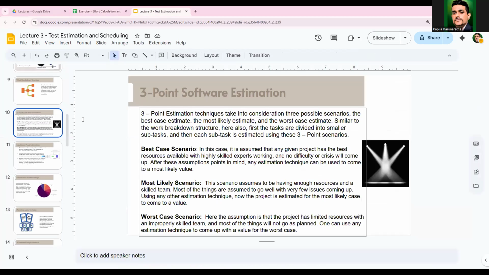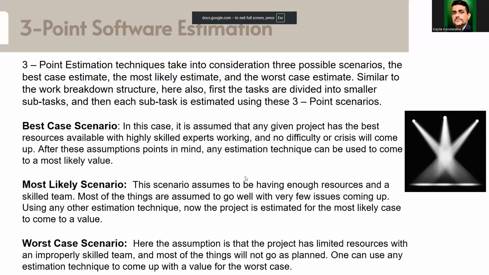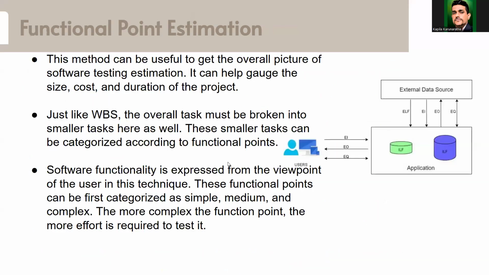Okay, so we'll go back to the session again. This is how three-point estimation works. If you have any questions, you can ask quickly while I'm doing the session as well. Next is function point estimation. Function point is a little complex. Most of the time developers use it, but the QA team can also use it.